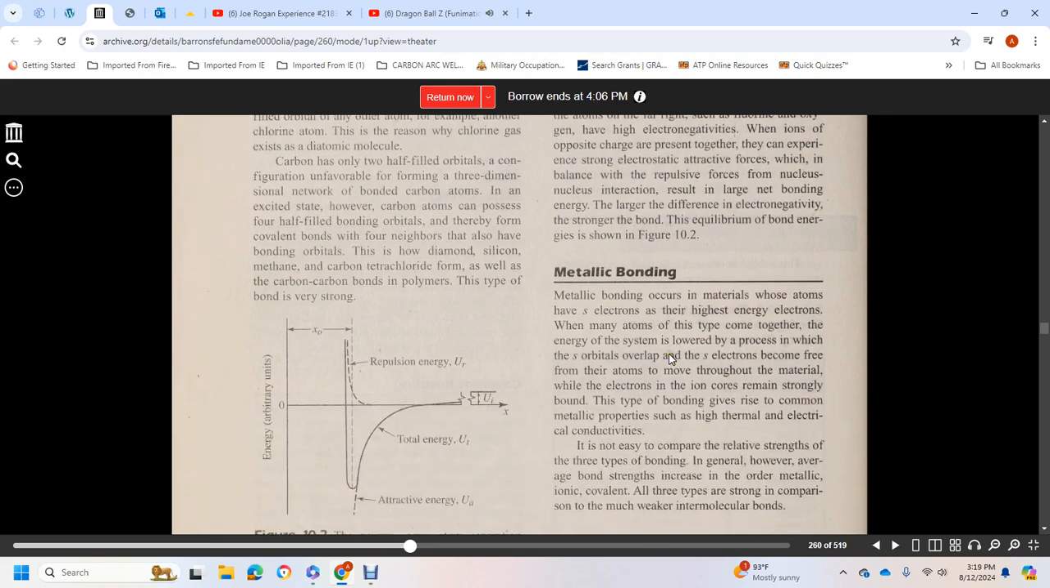Metallic bonding occurs in materials whose atoms have s electrons as their highest energy electrons. Many atoms of this type are together. The energy of the system is lowered by a process in which the s orbitals overlap and the s electrons become free from the atoms and move throughout the material, while the electrons of the ion cores remain strongly bound. This type of bonding gives rise to the common metallic properties of high thermal and electrical conductivities. It is not easy to compare the relative strength of the third type of bonding in general.